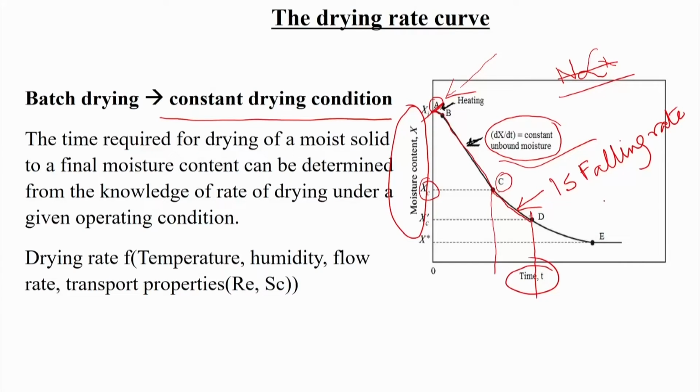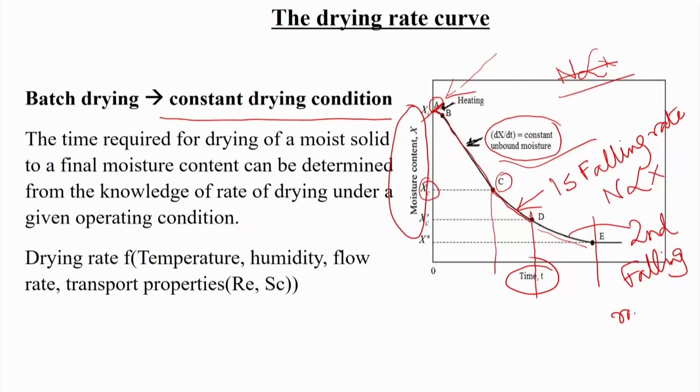There, in most cases, N is proportional to X. Then another one is the second falling rate period, from D to E. That is the second falling rate.